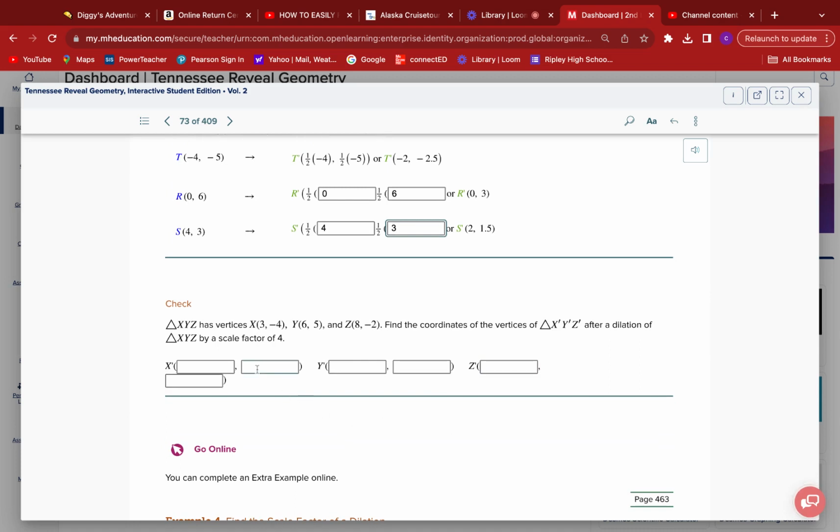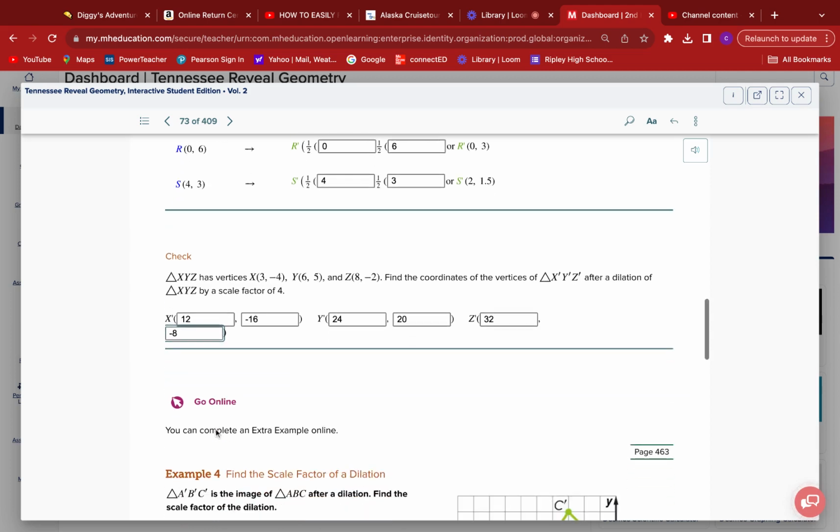Okay, the check. We got triangle XYZ with vertices, yada, yada, yada. Find the coordinates of the vertices of the primes after the dilation of a scale factor of 4. Basically, we're multiplying everything by 4, everybody. So 3 times 4 is 12. -4 times 4 is -16. Again, just multiplying by 4. 6 times 4 is 24. 5 times 4 is 20. 8 times 4 is 32. And -2 times 4 is -8. All right, so multiplying, we're done with the check.